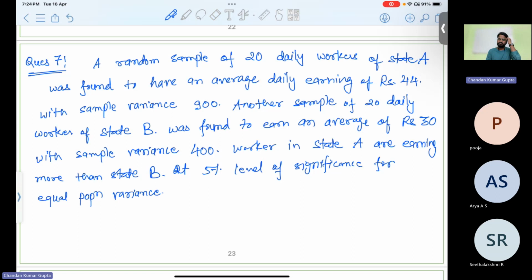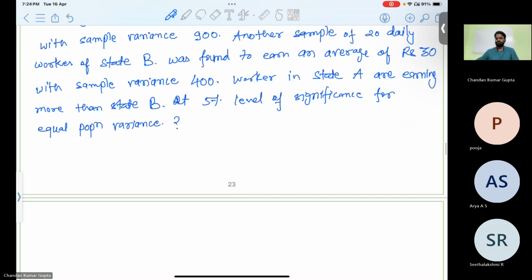When we are discussing the two sample problem, there are three possible cases. When sigma square is known, and when sigma square is unknown, there are two subparts: unknown and equal, and unknown and unequal. So this is the unknown and equal case.